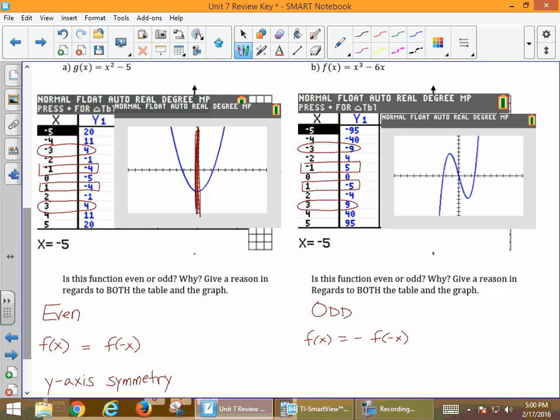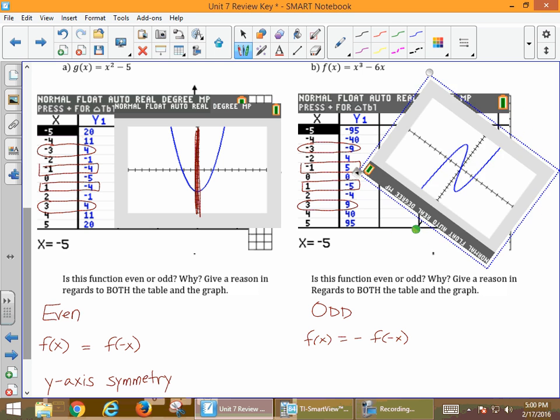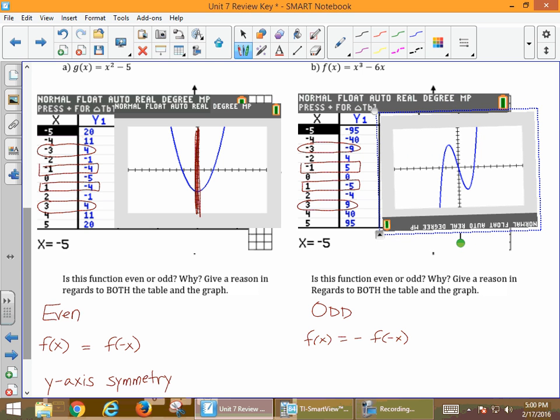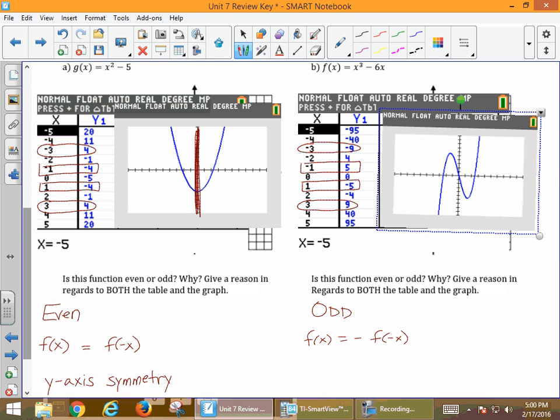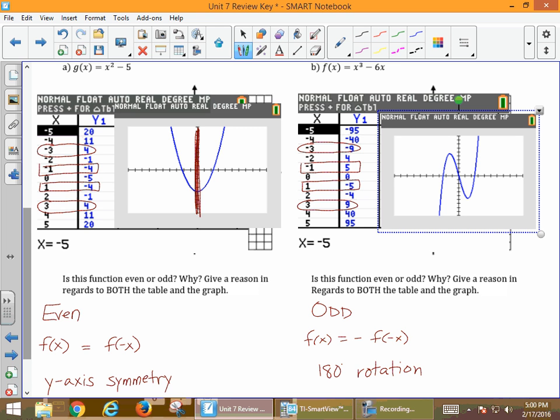If I'm looking at the symmetry of the graph, there is no line symmetry to this graph. But what I can do is rotate it 180 degrees upside down, and the graph looks exactly the same. So this has what we call symmetry about the origin. This has 180 degree rotational symmetry about the origin.